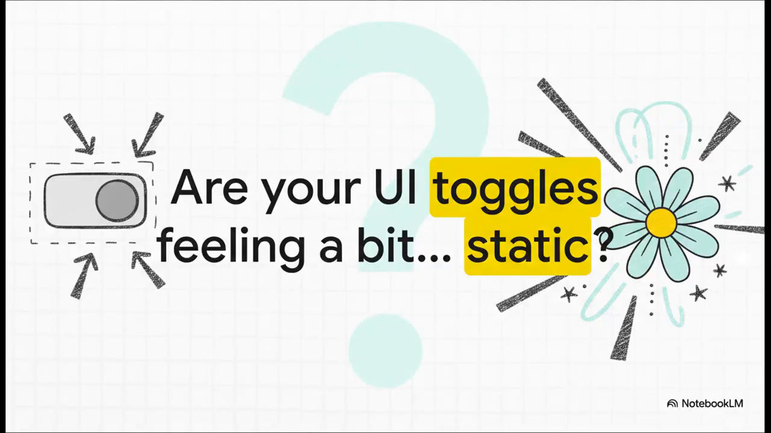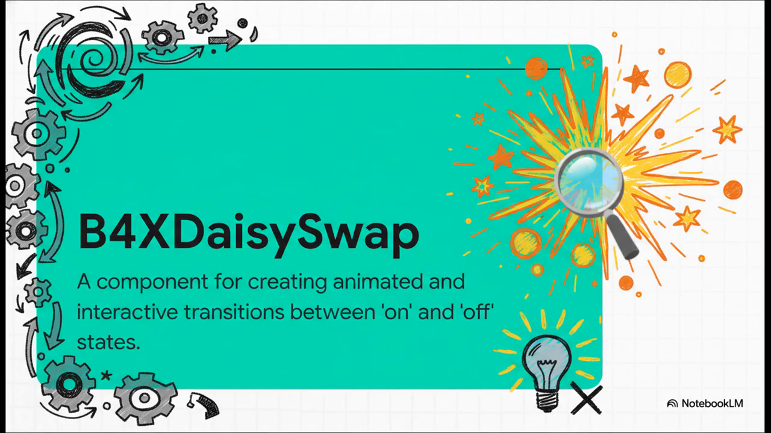So let me ask you a question. Are your UI toggles feeling a little, well, static? You know the feeling, right? You build this awesome feature, but the button to turn it on or off just kind of sits there. It works, sure, but it has no life. It's just a static switch in what should be a dynamic world. Well, that's precisely the problem B4XDaisySwap is here to solve.